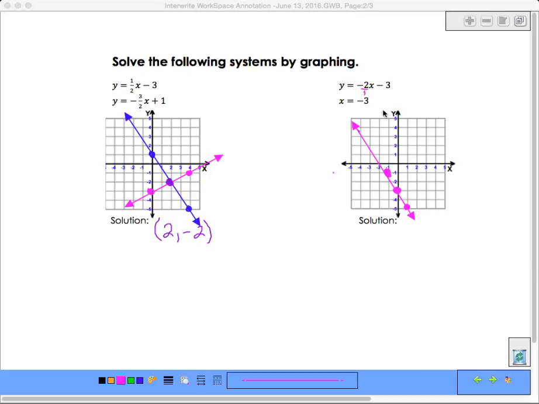All right, now looking at the second one, remember that this is a special situation. This is a special line. So remember, if it's x equals negative 3, we go to where x is negative 3. And remember that x is negative 3 all the way along this line. Okay, so we just have a vertical line through negative 3.